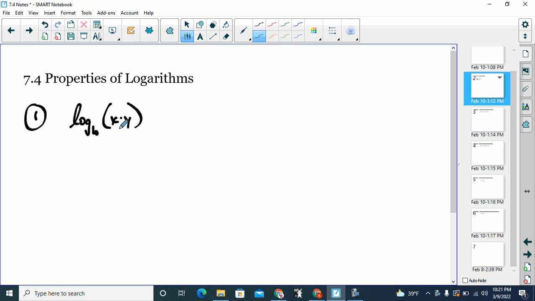So if I have a product, if I'm multiplying inside a logarithm, it does not matter what the base is. It could be log base 2, log base 5, log base 10, whatever. We can split that up into 2 separate logarithms and say that's the same as log base b of x plus log base b of y.